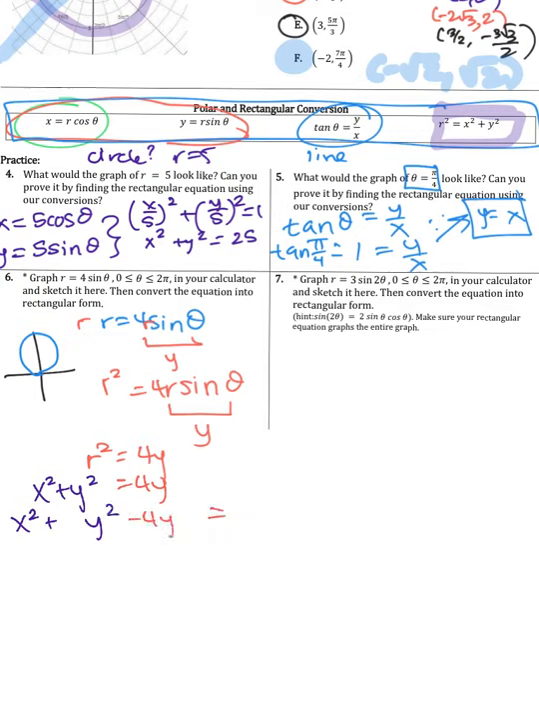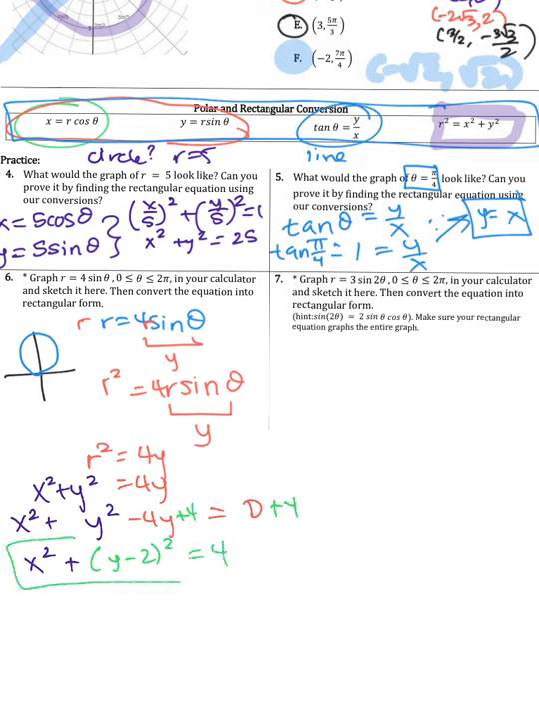Since I thought that this looked like a circle, I'm going to go ahead and see if that's the case. So I'm subtracting 4y on both sides. Now I need to complete the square. So x is fine. X is still going to just be x squared. Y, in order to complete the square, I need to add 4 on both sides. So this is going to become y minus 2 quantity squared equals 4.